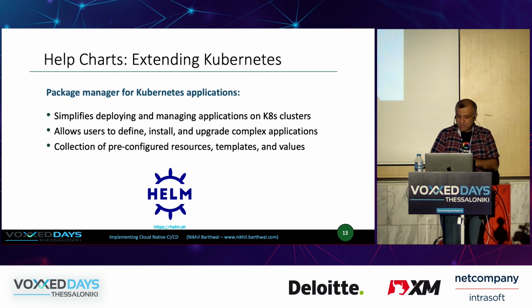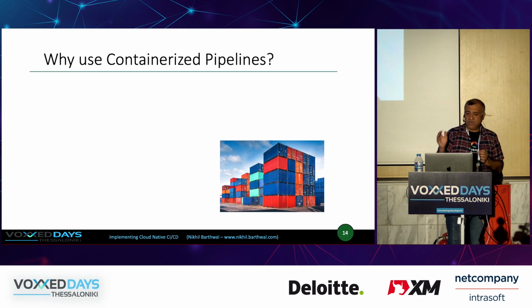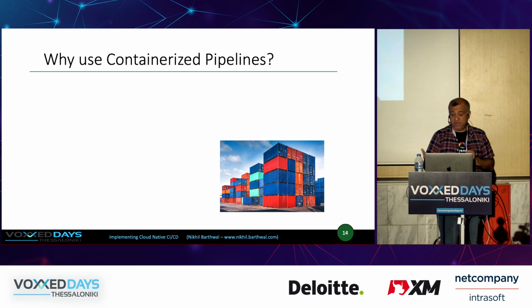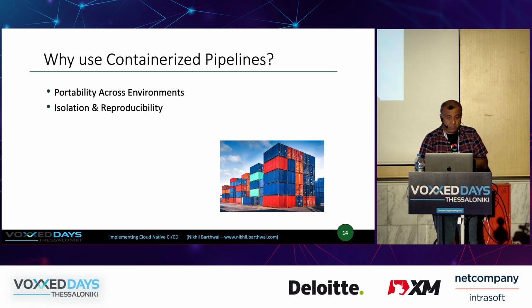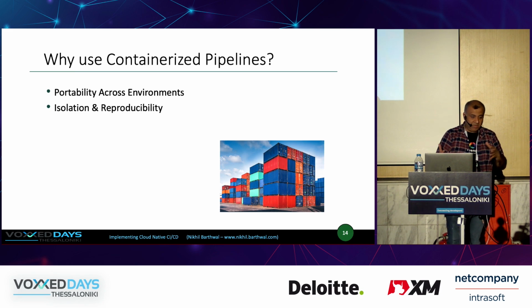Now, moving back to cloud native CI/CD, we want to talk a little bit about containerized pipelines. Now, why do we need containerized pipelines? We saw the benefits of containers, that with containers, you basically have all the dependencies packed across with the environment. So you have portability across environments, right? So that is one big reason why our pipeline should be containerized. We have isolation and reproducibility because we can replicate these containers any number of times.